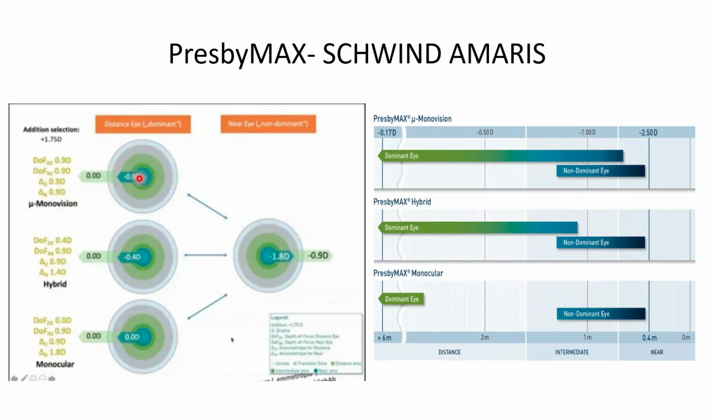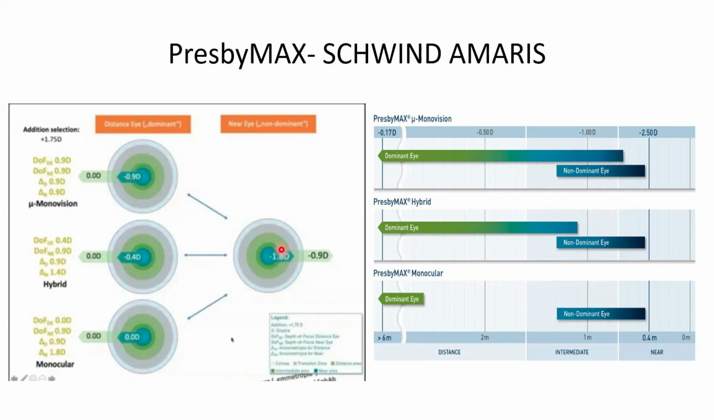In the micromonovision treatment, in the distance eye, that is the dominant eye, the center is going to be minus 0.9 diopters target, around minus 1 diopter target, whereas in the rest of the area for distance, the patient is going to be plano. So in the right, in the dominant eye, the patient is going to have some near or intermediate ability, but great distance. In contrast to that, in the non-dominant eye, the central part is going to be minus 1.8 diopters.